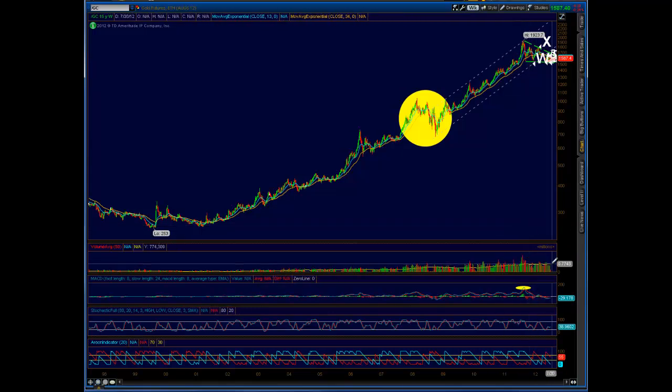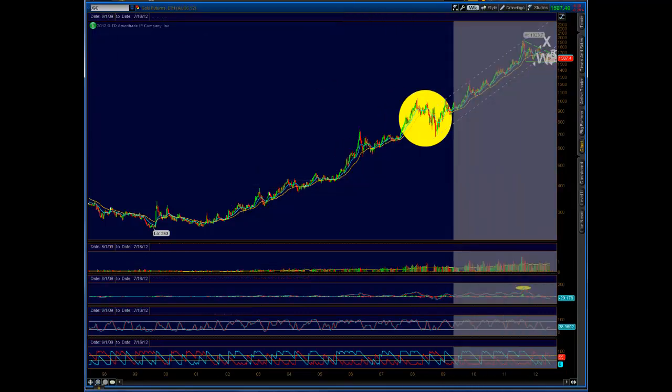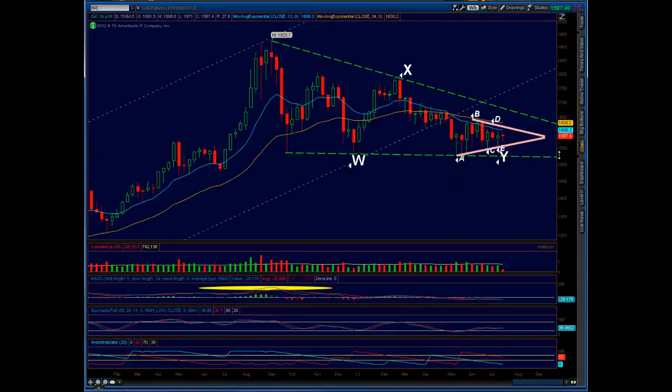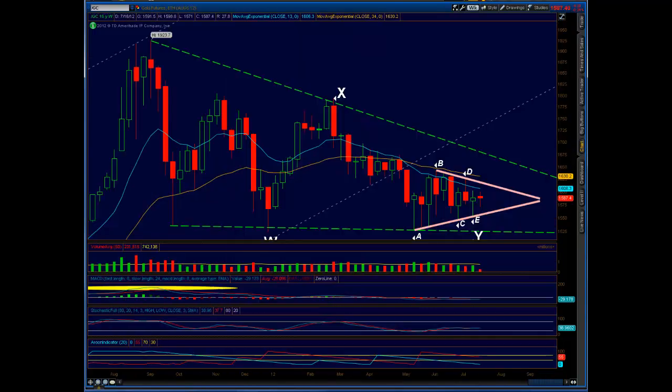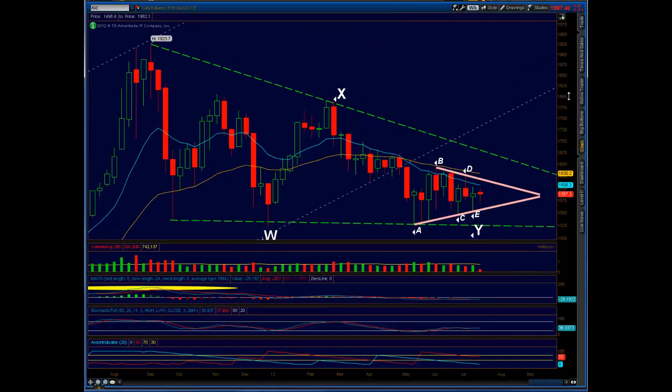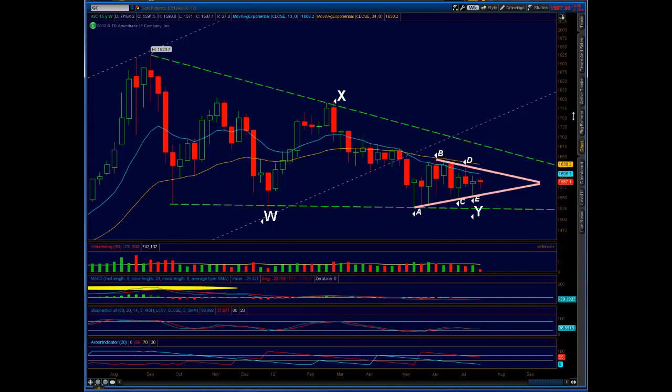Now the consolidation has also been with lighter volume, so that's another sign that is telling me that we're going to be moving to higher prices. Now the trick here is to try to see where E is going to be.